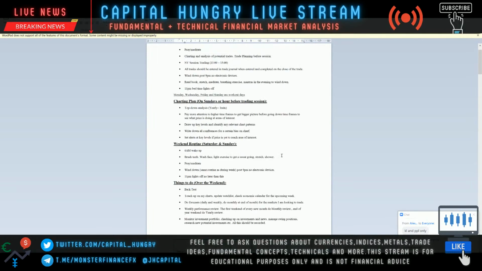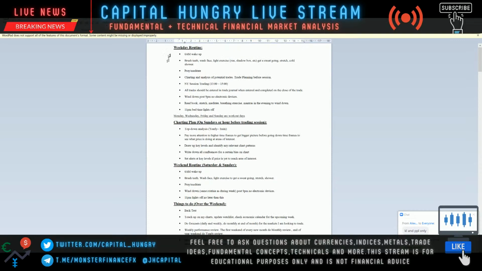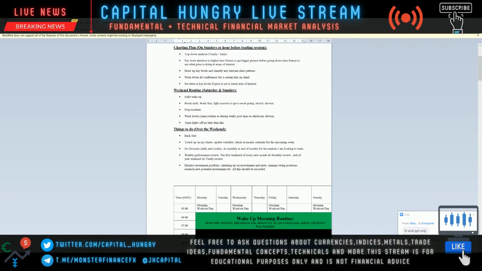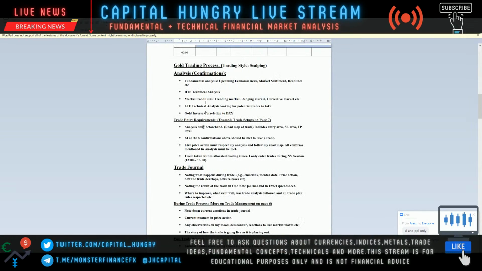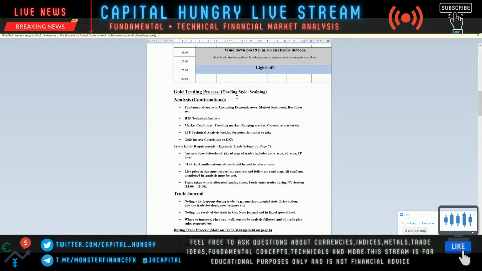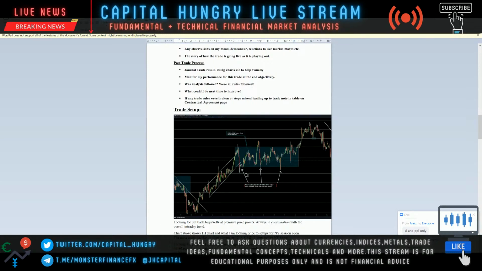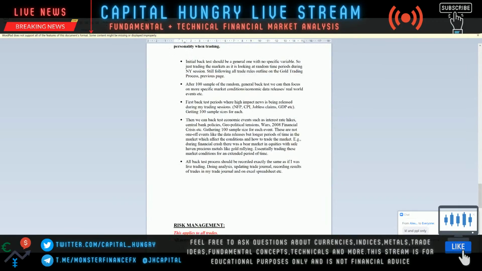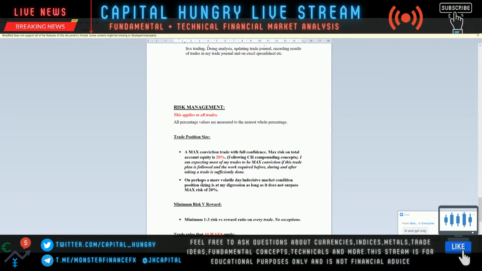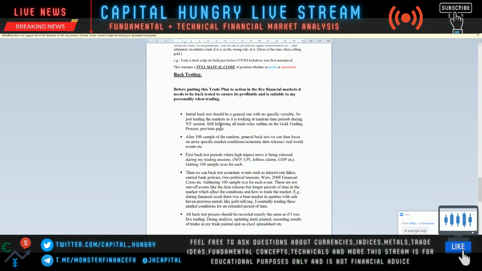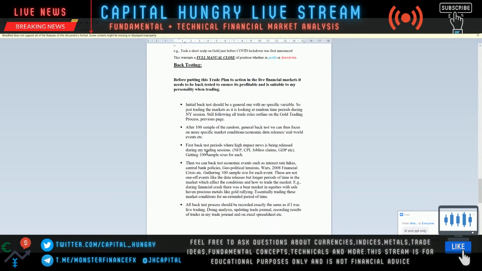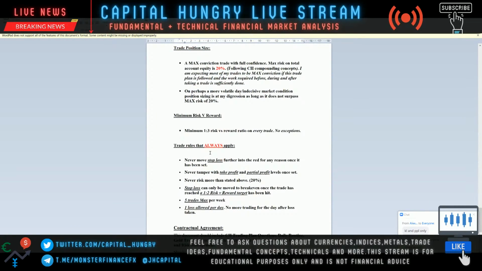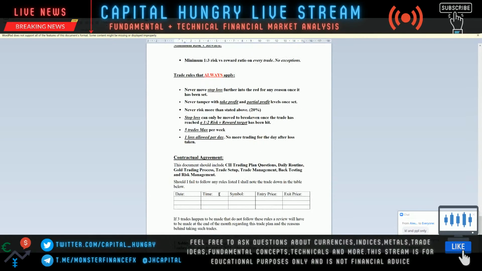This is another member's. Weekday routine, charting plan, things to do over the weekend, their routine, their schedule, their goal, their trading style, trading rules, entry confirms, trading examples, risk management, how they're going to be risk managing, how they're going to be trade managing, how they're going to be backtesting. Everything is like a business plan. This guy even added his own contractual agreement.